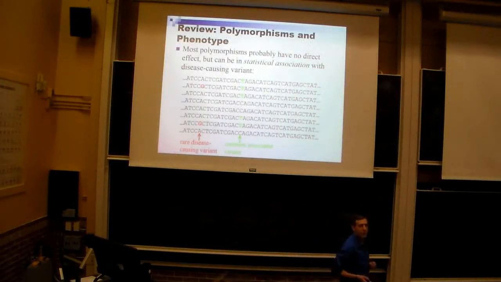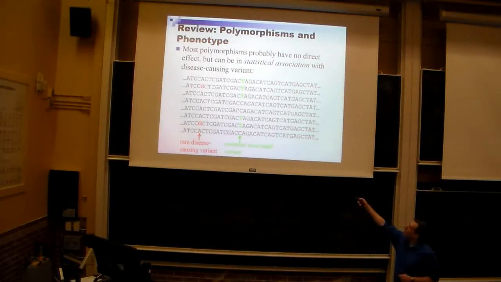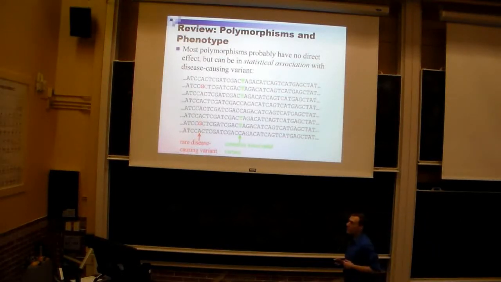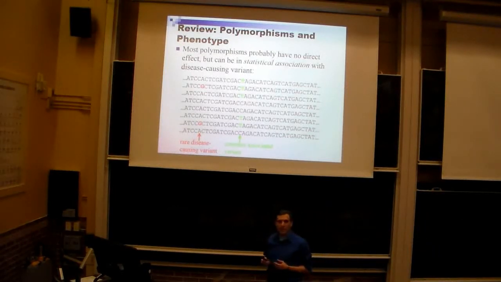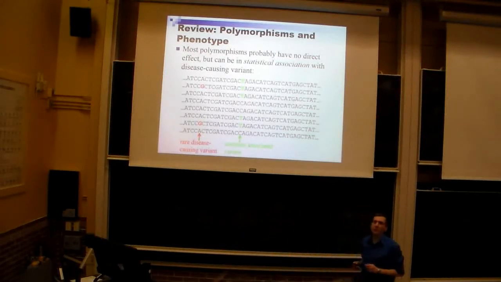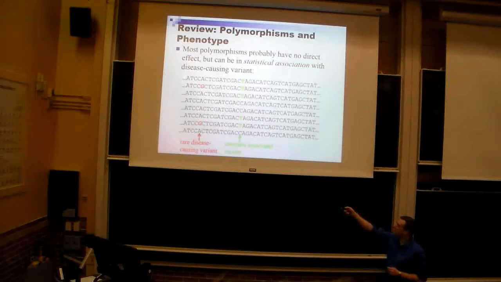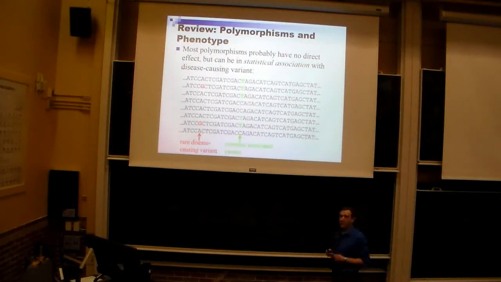So just to review from last time, we had looked at some of the basic issues in genetic polymorphisms and phenotypes. So we mentioned that we were often interested in discovering variants because they're associated with a phenotype. And in some cases, that's going to be because a variant directly causes a phenotype, such as a single base change causing sickle cell anemia.